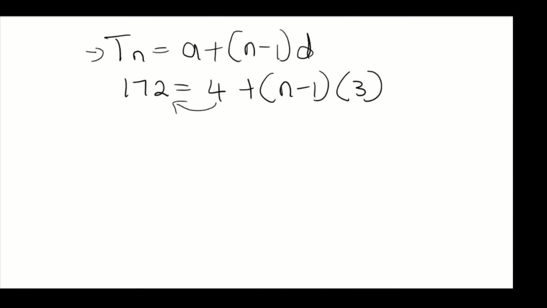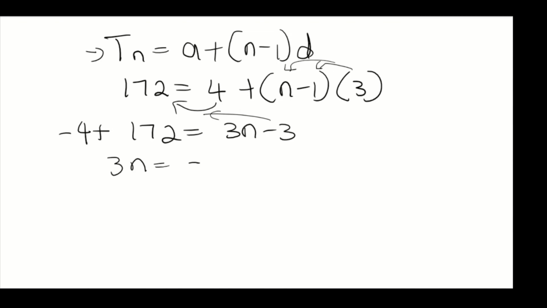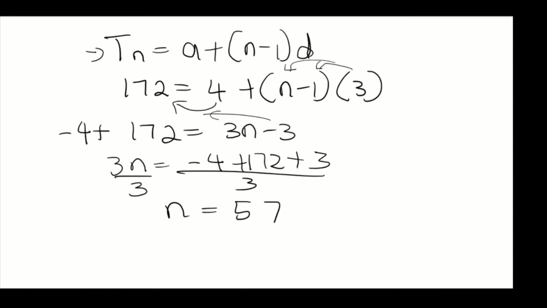Then we transpose the 4 to the other side. We have 172 minus 4 equal to, then the 3 multiplies every value inside, so we have 3n minus 3. Then we transpose the 3 to the other side. We have 3n equal to 172 minus 4 plus 3. Then we divide everything by 3. So n should be 57.